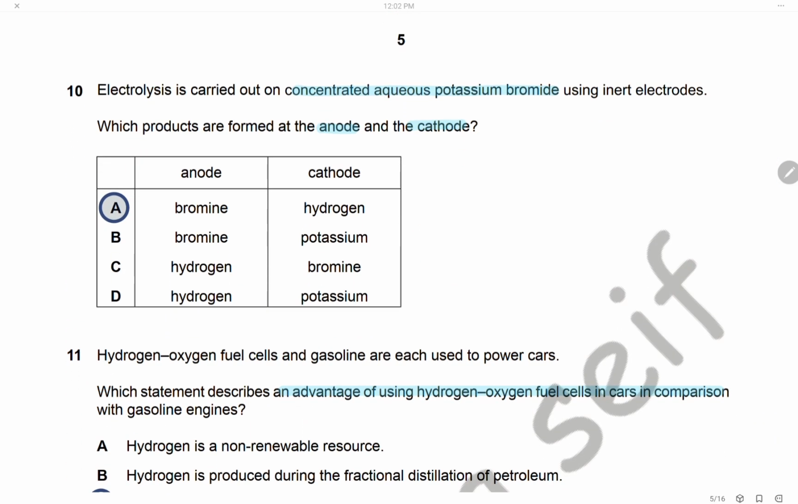Question 10. Electrolysis is carried out on concentrated aqueous potassium bromide using inert electrodes. We have potassium bromide, so we have potassium ions, bromide ions, and we also have H and OH from water. Because it is concentrated, bromine will be discharged at the anode, and we have hydrogen at the cathode, so the answer will be A, bromine at the anode and hydrogen at the cathode.